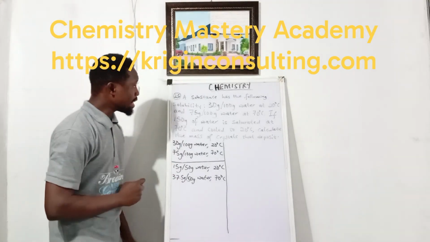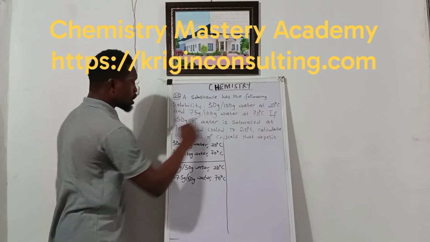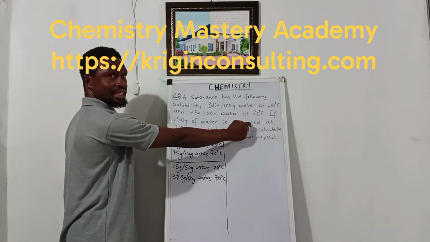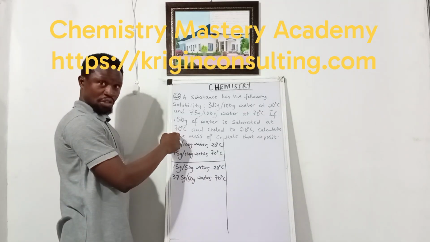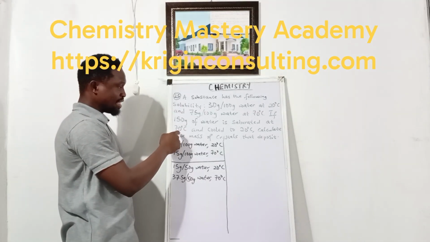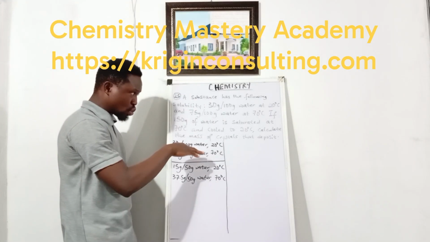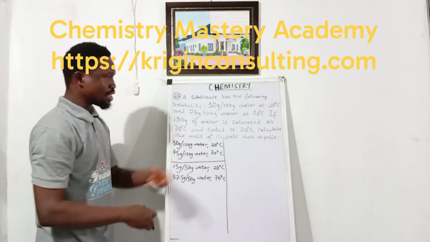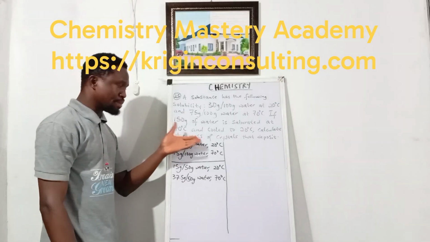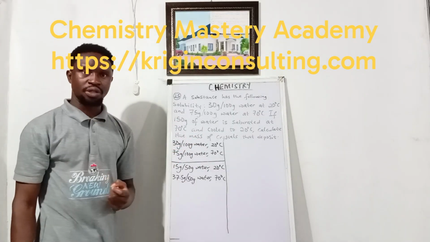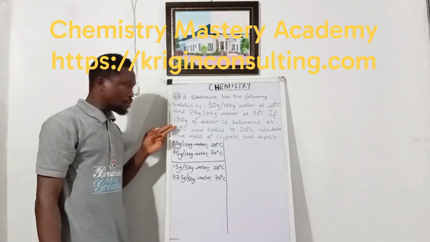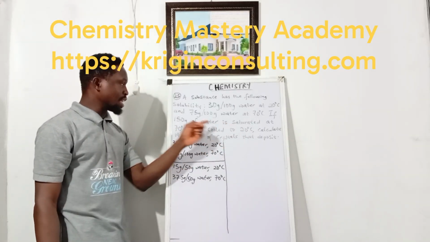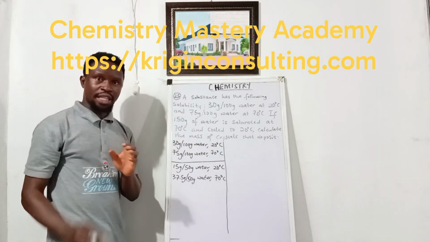Now, they are saying that if 150 gram of water is saturated at 70 degrees Celsius, and then the temperature was reduced to 20 degrees Celsius, they are asking us, what is the mass of the crystals that deposit? What is the mass of the crystal that is formed when we reduce the temperature from 70 degrees Celsius to 20 degrees Celsius, and we are looking at 150 grams of water? Now how do we do this?